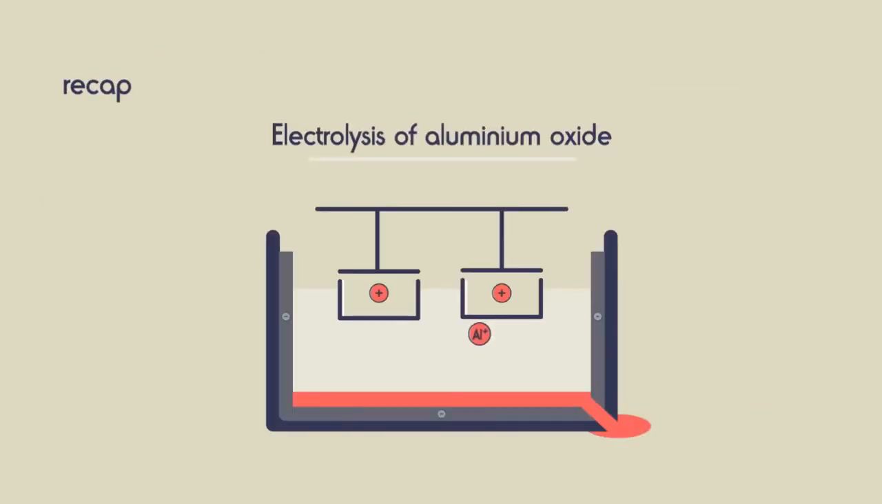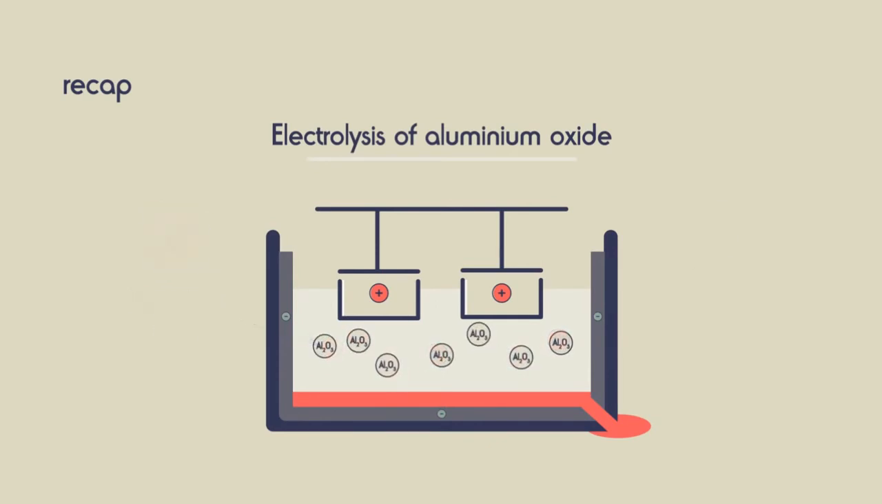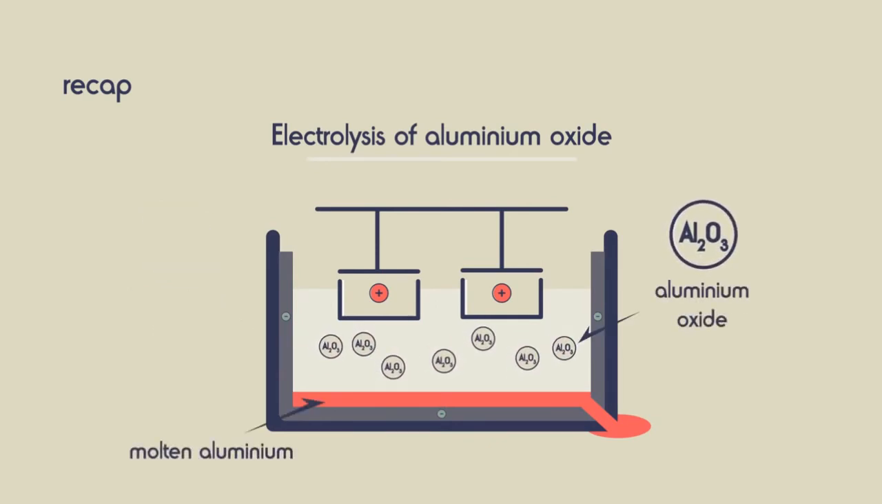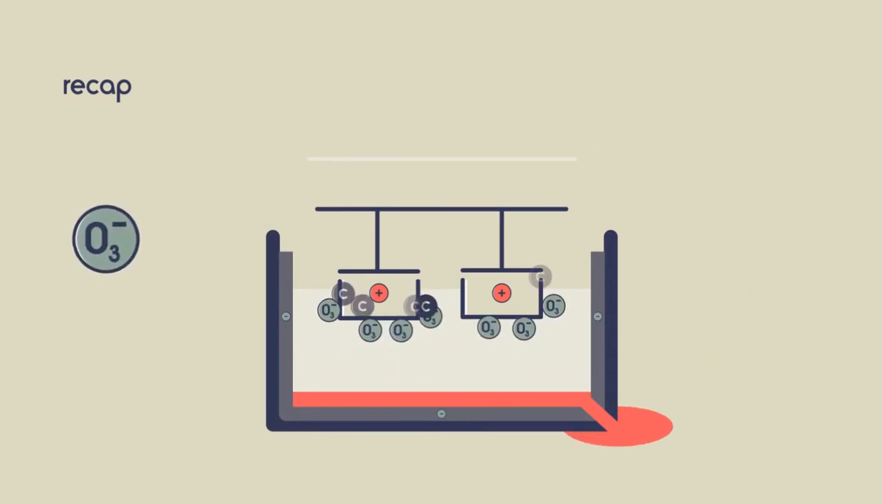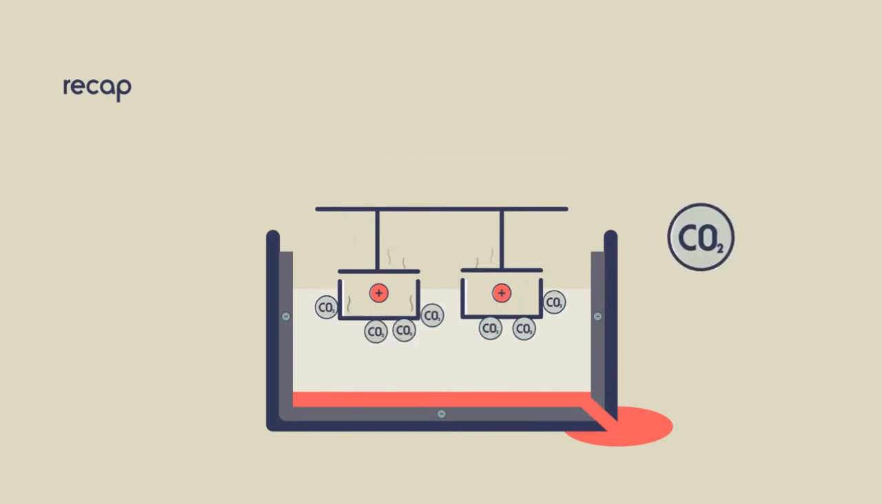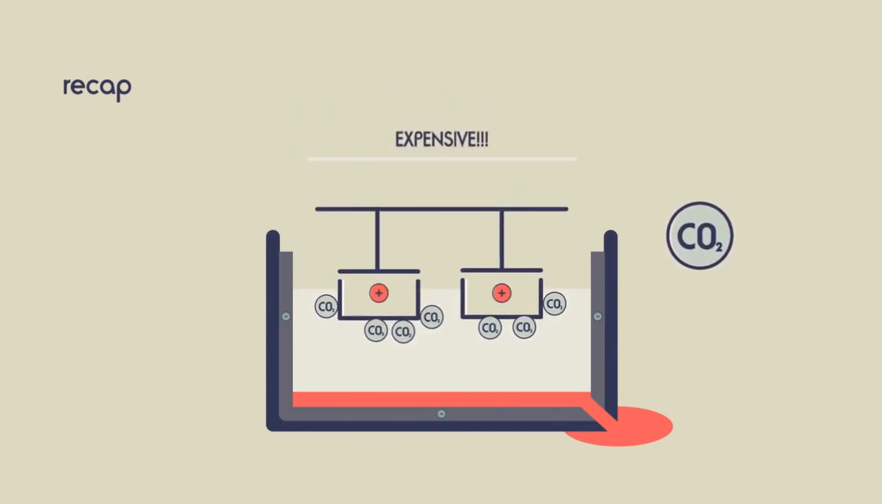So from this video, you should know that to extract aluminium, electrolysis is used. Aluminium oxide needs to be molten for the ions to move through it, and so is dissolved in cryolite to lower the melting point. The anode is gradually worn away because the oxygen from the solution reacts with the carbon of the graphite anode, producing carbon dioxide, and so the anode wears away and needs to be replaced regularly. Aluminium extraction is very expensive because a lot of electricity is needed.